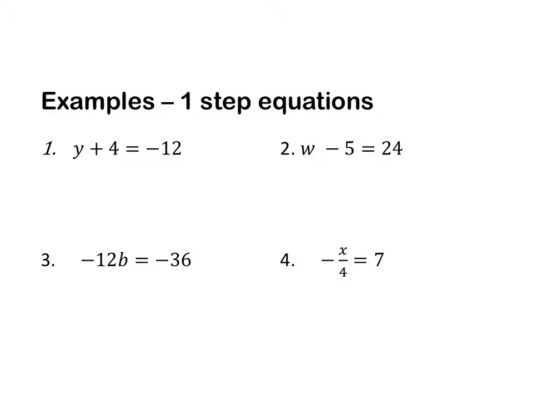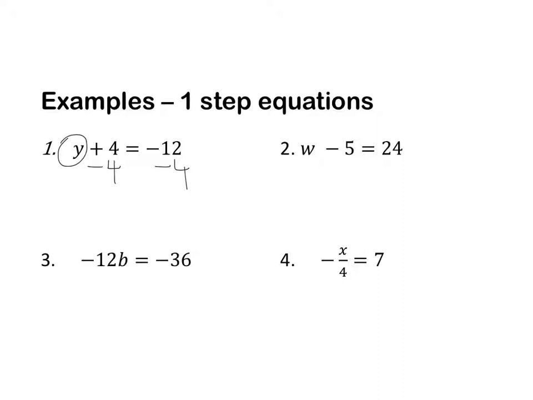Alright, so I'm going to show you some examples of how to solve a one-step equation. When we solve an equation, we're wanting to isolate the variable. That means get the variable by itself on one side of the equal sign. So I want to get rid of everything that's on the side of the equal sign with the variable. So my variable here is y. So I want to get y by itself. So I want to get rid of that plus 4. So I'm going to do that by subtracting 4 from each side.